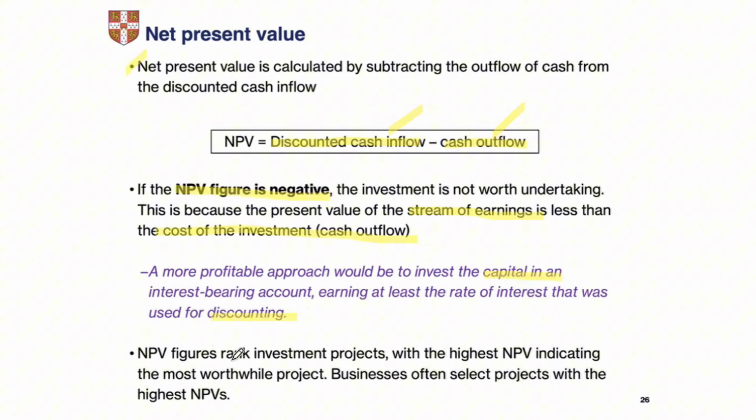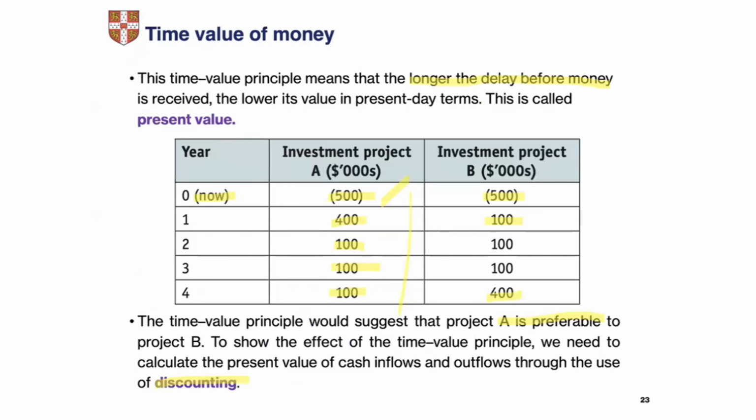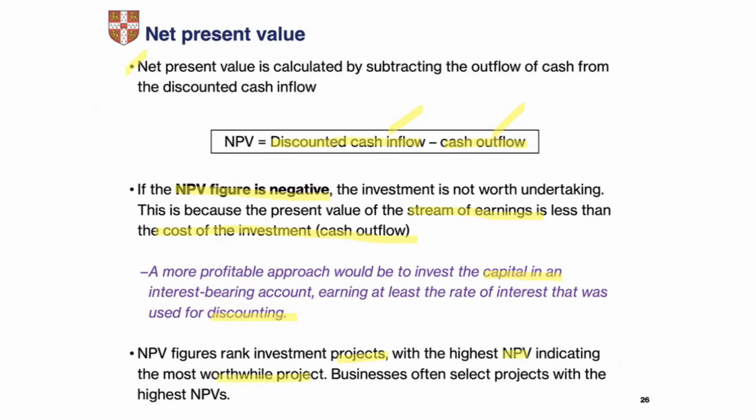The last point here says the net present value figures rank investment projects with the highest NPV, indicating the most worthwhile project. Businesses often select projects with the highest net present value. So if there are two investments, like investment A and investment B, and we find the present value of these cash flows and subtract the cash outflow from the cash inflows, and it gives us a positive figure, we would choose the investment that is giving us the highest net present value.